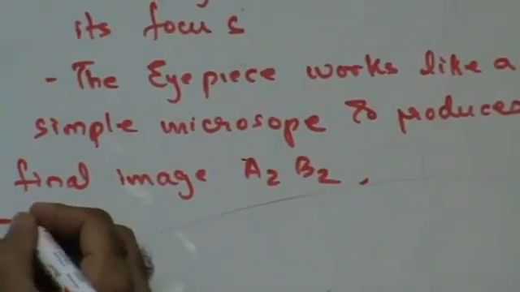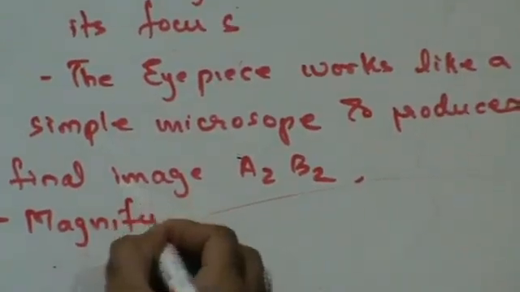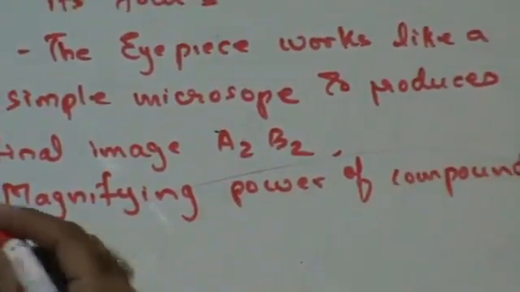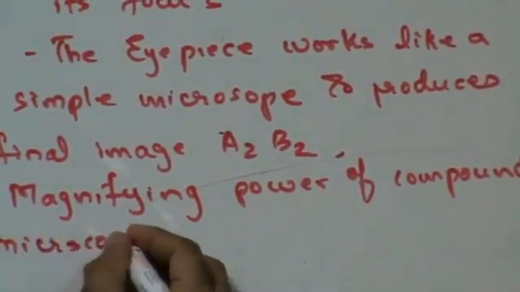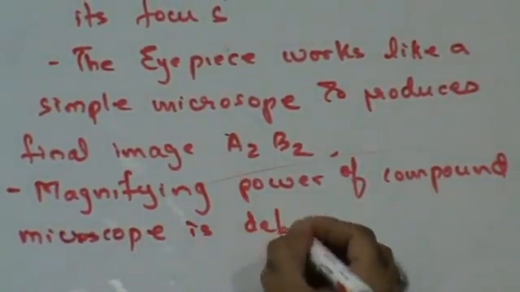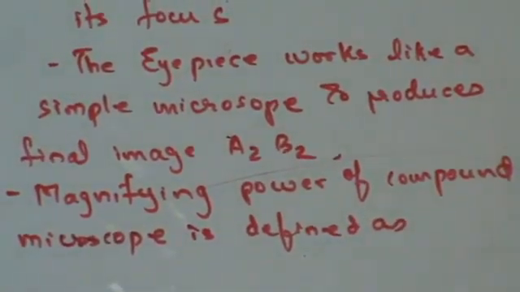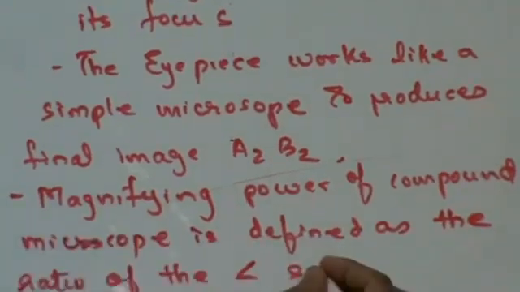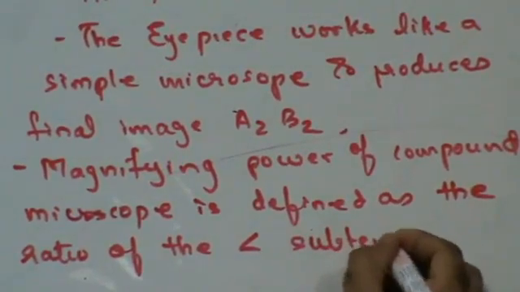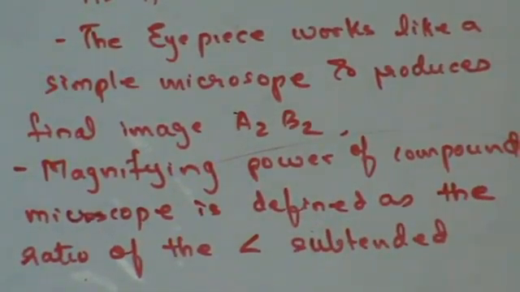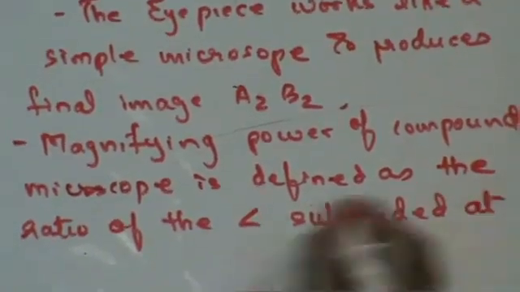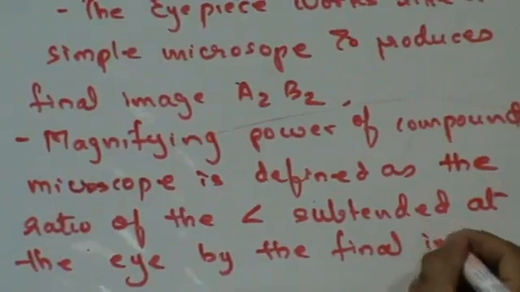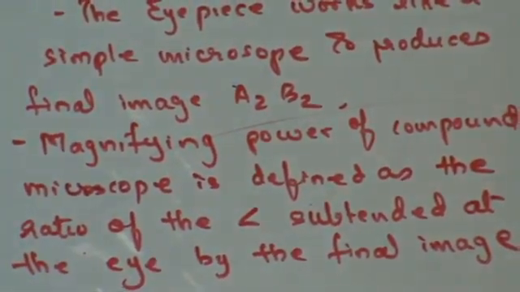How do I define the magnifying power of the compound microscope? The magnifying power of a compound microscope is defined as the ratio of the angle subtended at the eye by the final image to the angle subtended at the eye by the object. You've already seen this in simple microscope, so nothing new here.